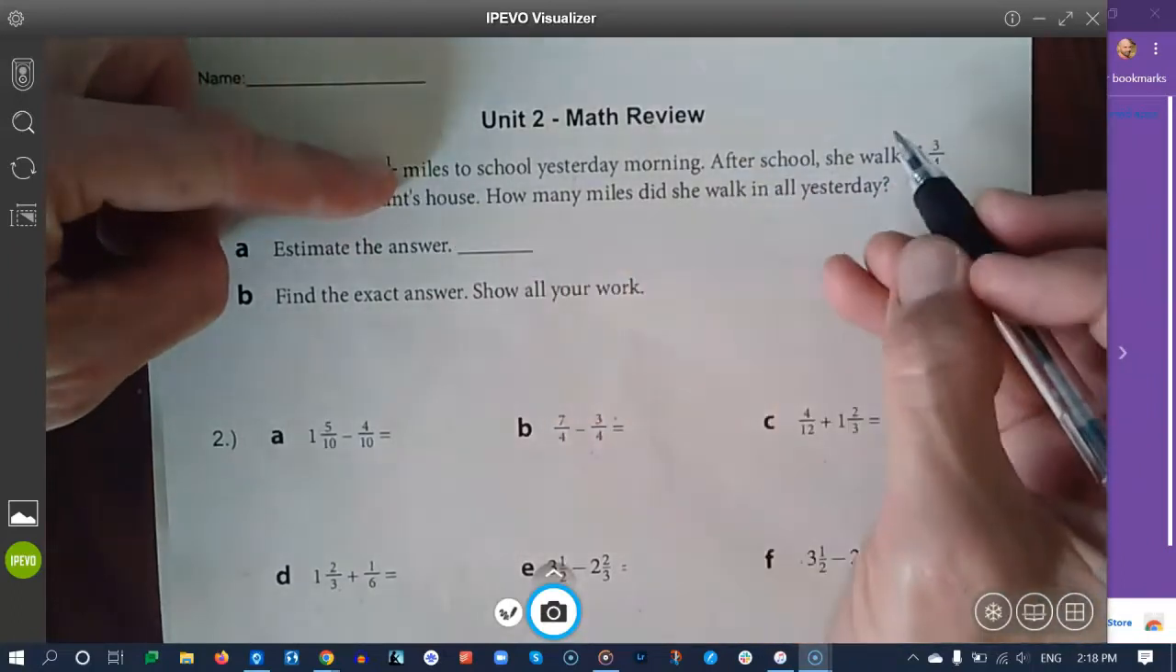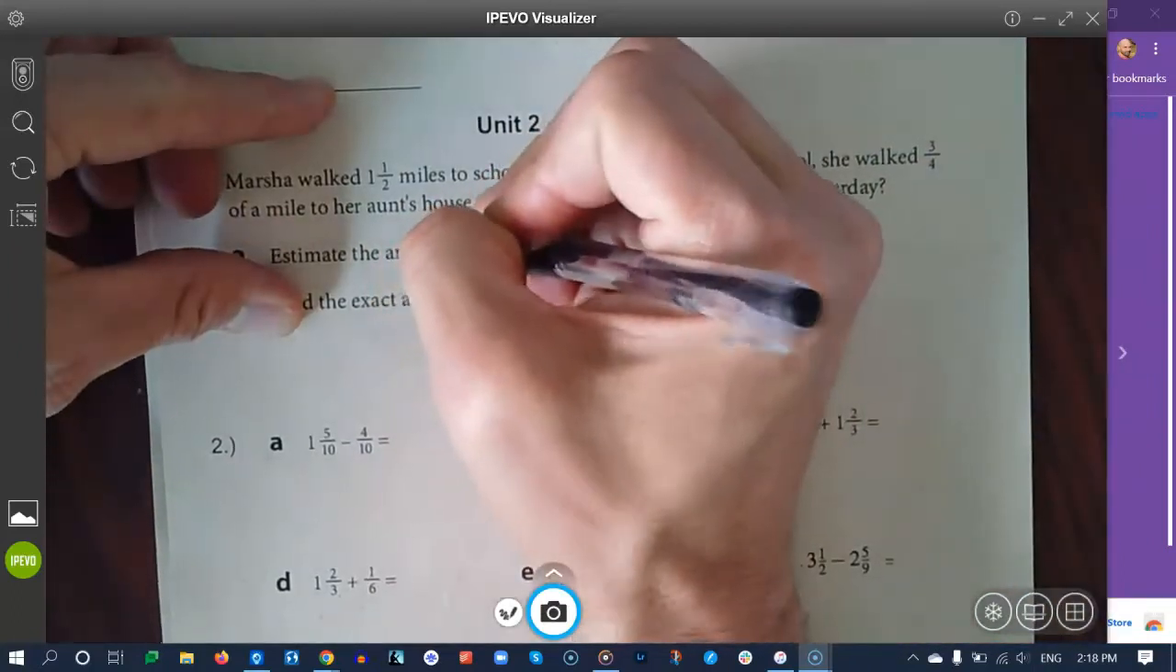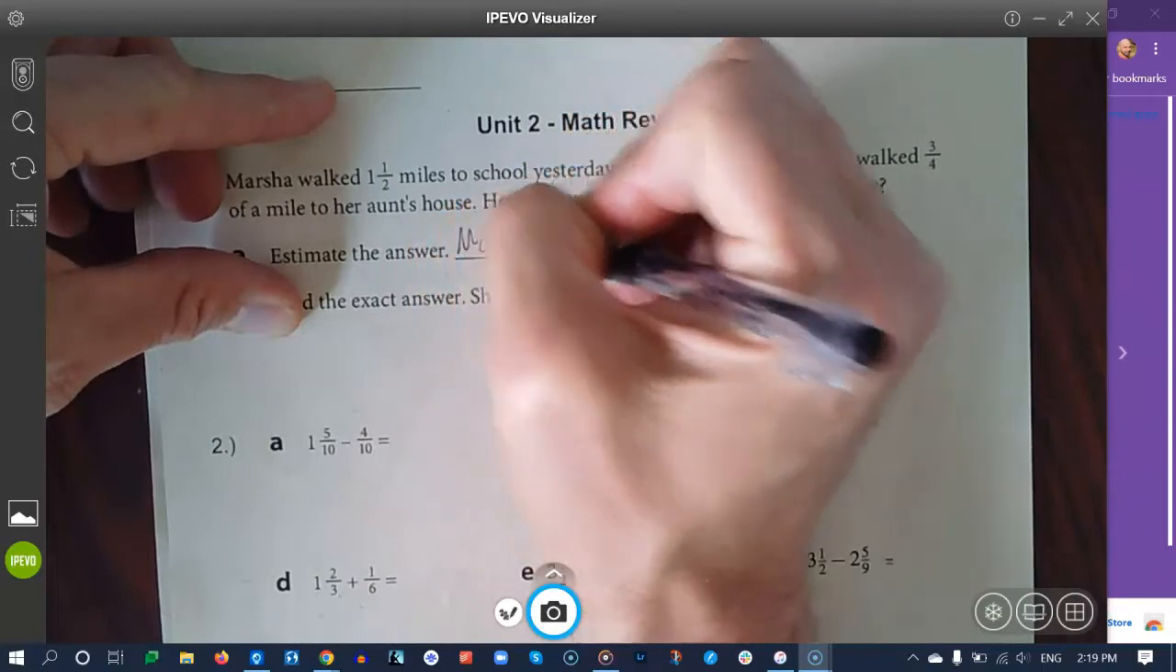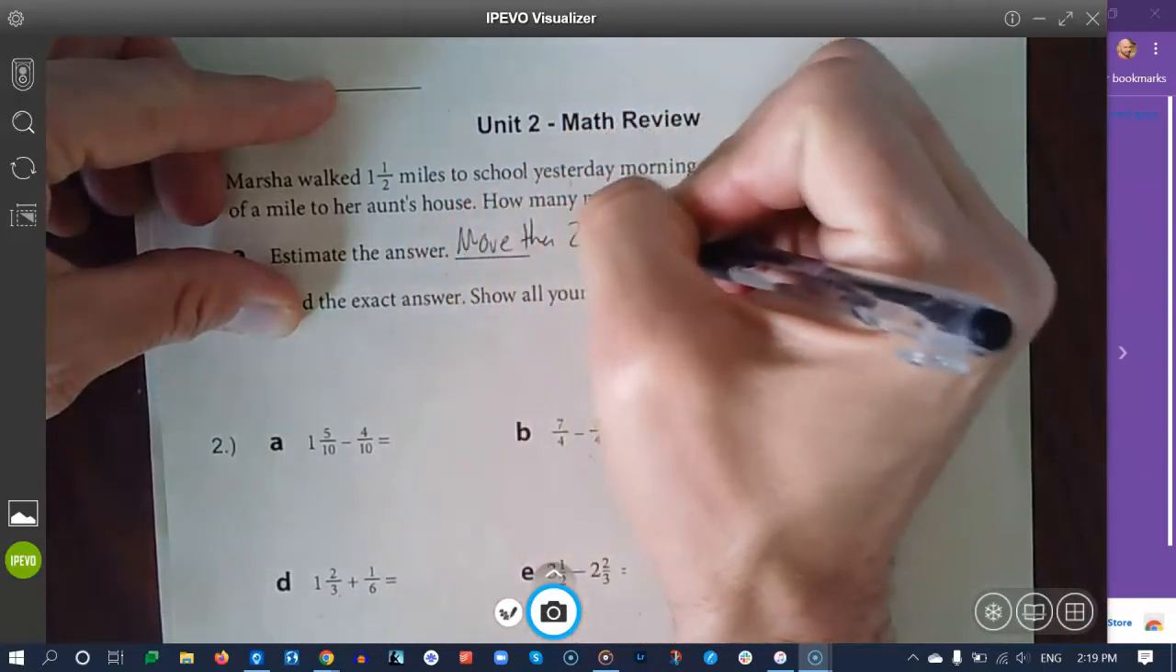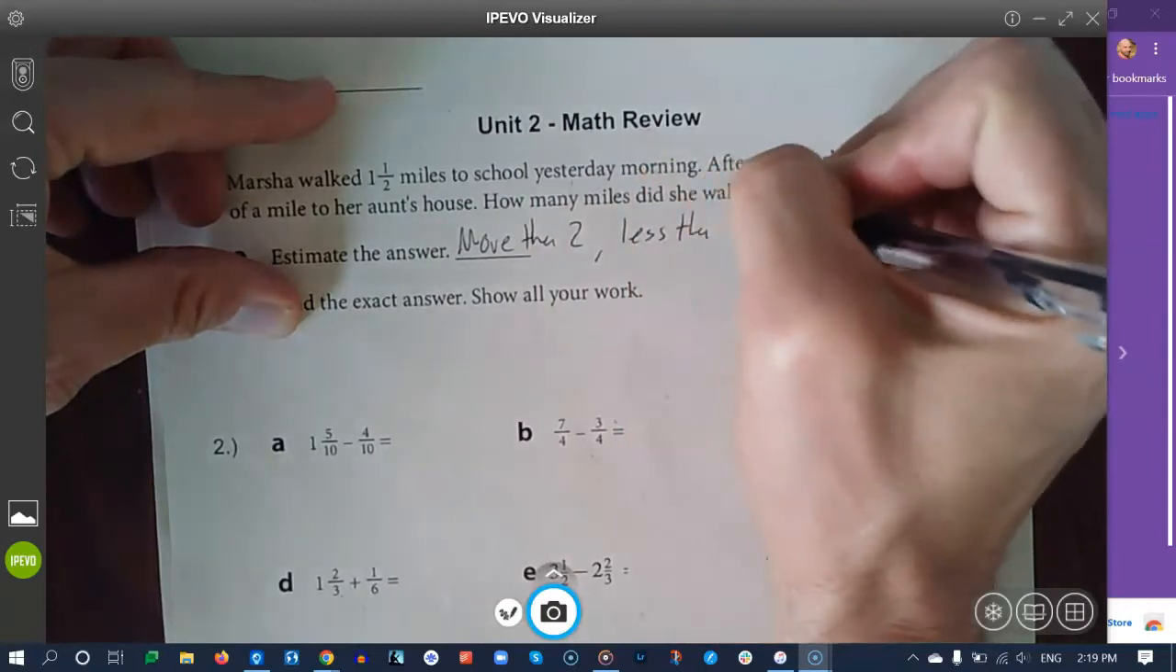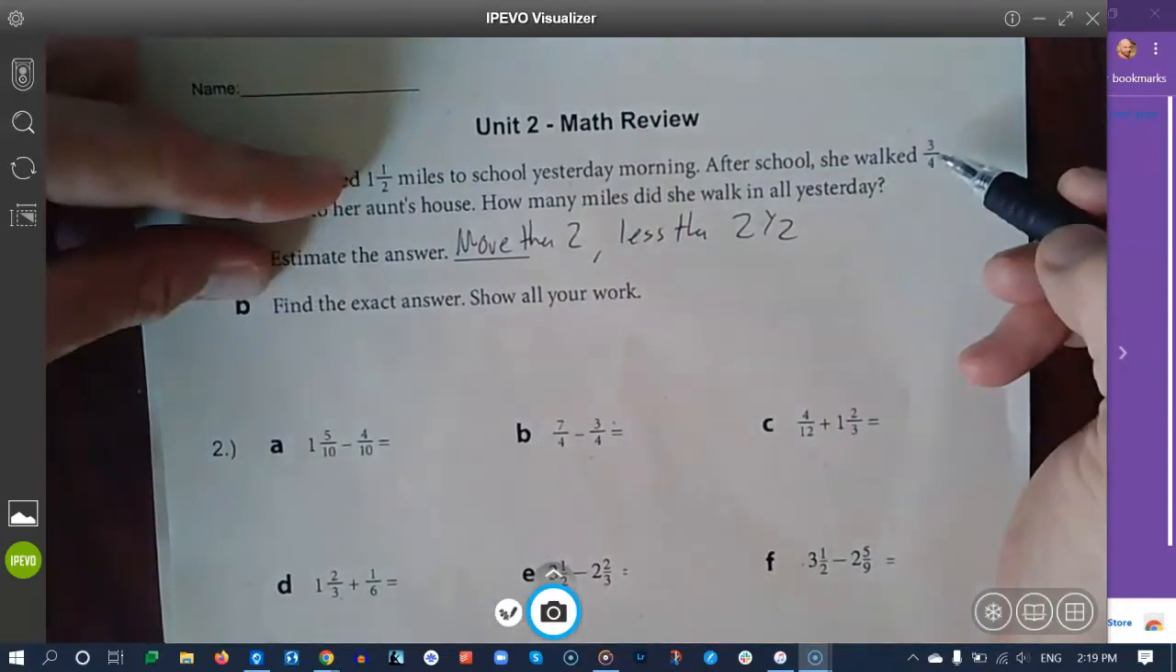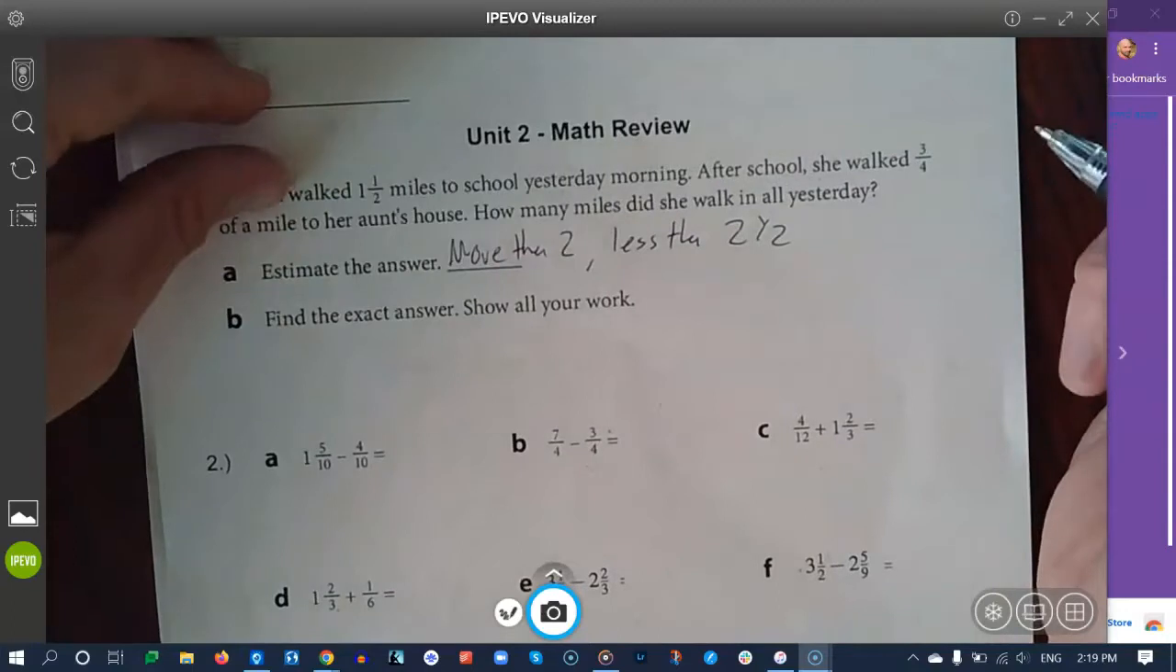So if I have 1.5 and a little bit more than half, this is going to be more than 2, less than 2.5, because this isn't 1. This is over 1. It would be more than 2.5.